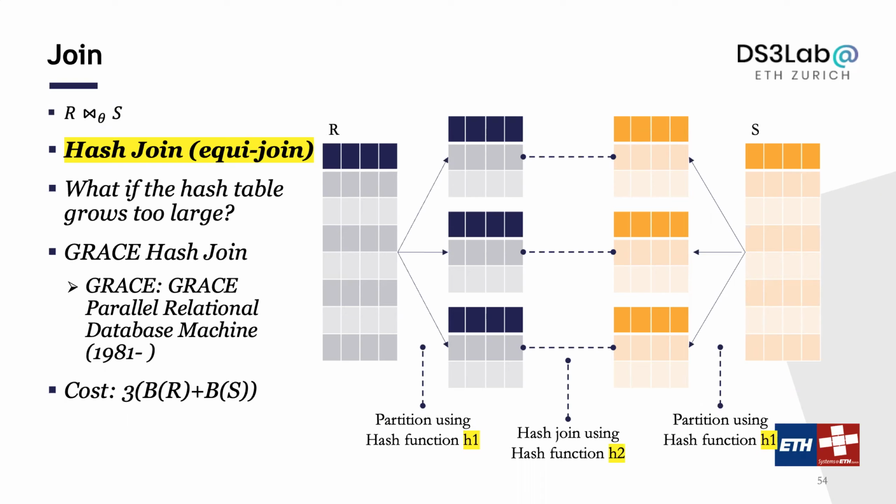Here, the only assumption we need is that you are doing equi-join. If you are doing a different type of join, there's nothing else I can do. But if you are doing equi-join, I can do Grace hash join and give you an algorithm that is going to finish with 3 times BR plus 3 times BS.